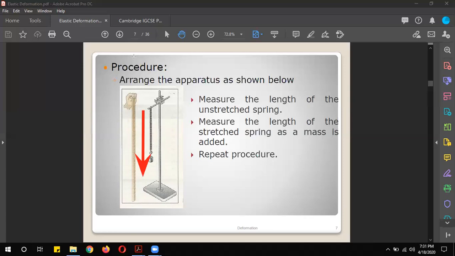So the procedure: arrange the apparatus as shown below. Measure the length of the unstretched spring.